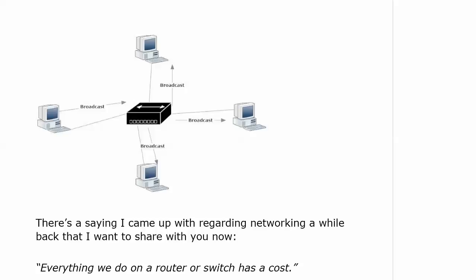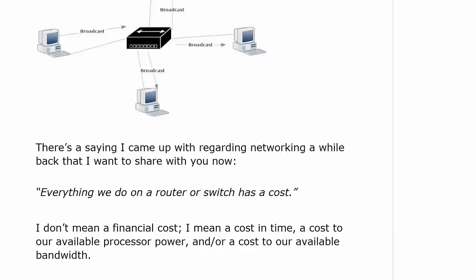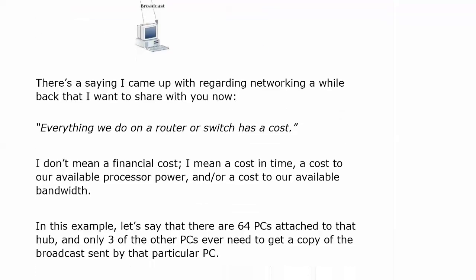Now, there's a reason that we don't go home after any kind of class or after you've read a book and take everything in that book and apply it to your network. It's because everything we do on a router or a switch has a cost. That's why every Cisco router in the world doesn't run every feature that it possibly could. Because if you don't need it, you don't run it. And everything we do has a cost. And I don't mean a financial cost. It's a cost in time. It's a cost to our available bandwidth. It's a cost to our available processor power.